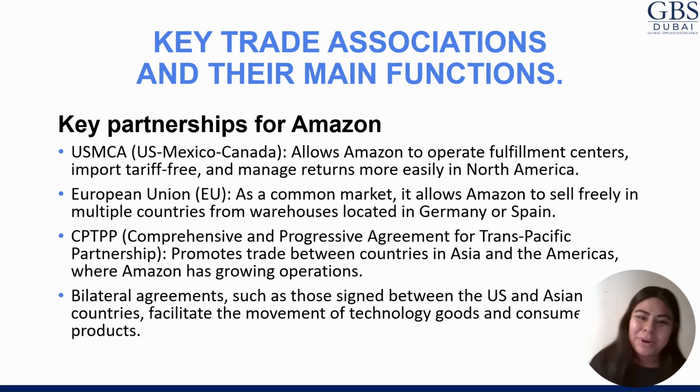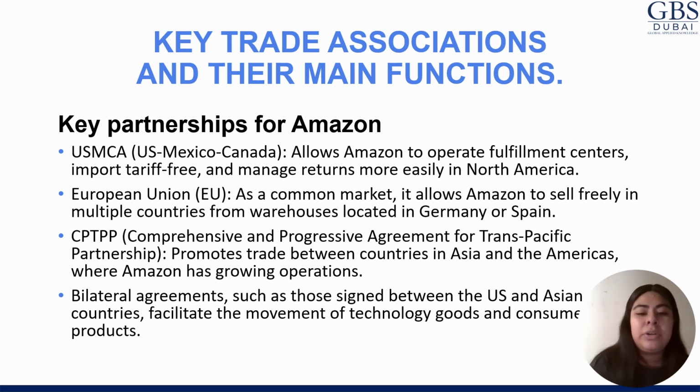Now we need to talk about the key trade associations and their main functions. We have some key partnerships for Amazon, which are the USMCA, the European Union, and of course some bilateral agreements. The first one, as I mentioned, is between the USA, Mexico, and Canada, which allows Amazon to operate fulfillment centers, import tariff-free, and manage returns in an easier way in North America.